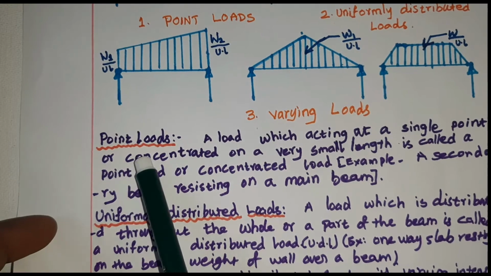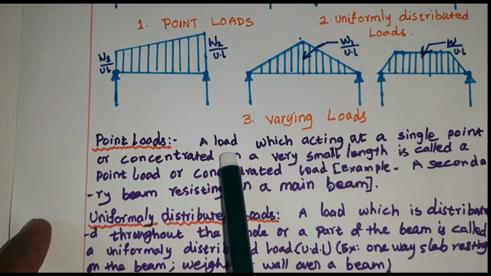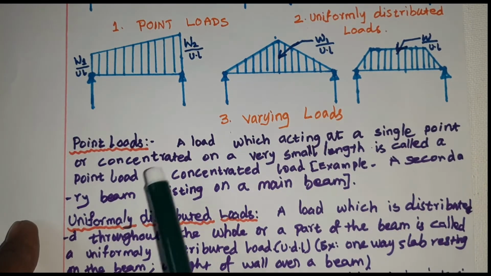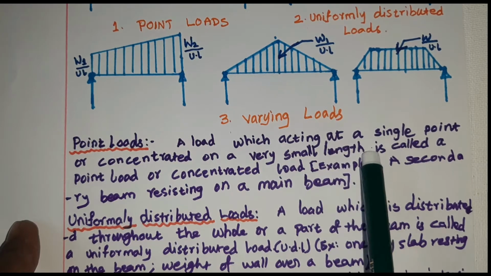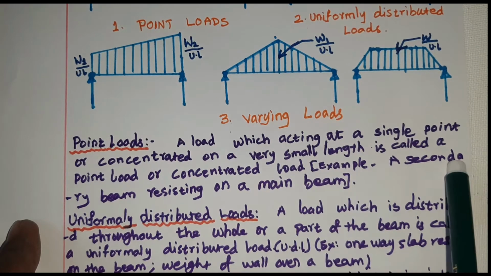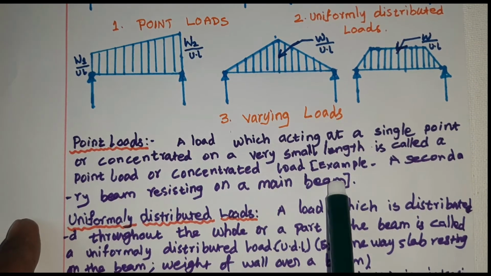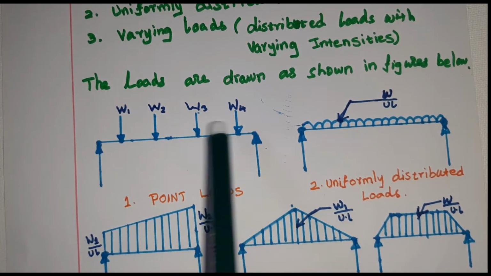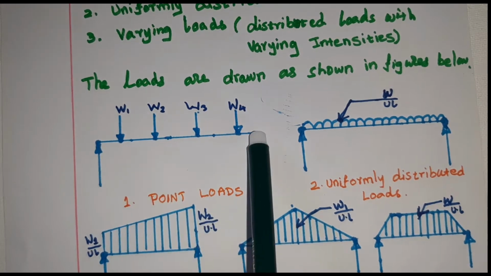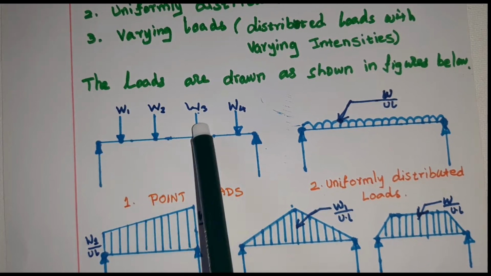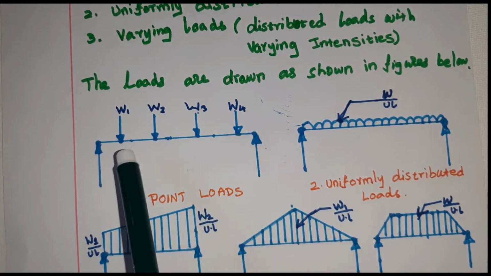First one is point loads. Loads which act at a single point or are concentrated on a very small length are called point loads or concentrated loads. Example, a secondary beam resting on a main beam. See, this is the point load. 1, 2, 3, 4 point loads are acting on this main beam. So assume that this is the main beam. We have 4 secondary beams. On this beam, the secondary beam will come and rest.